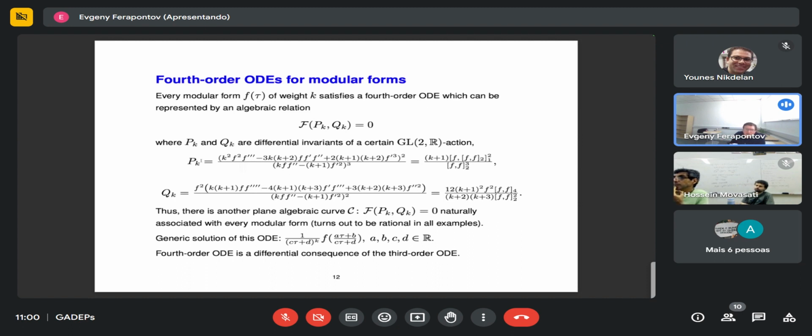So for all k, Pk and Qk are modular functions. Two modular functions are always algebraically related, so we get this, right? Of course, Pk and Qk depend only on k. But this equation F depends on the modular form. So it's not kind of universal. It depends on f. So if you take two different modular forms of weight k, you'll get different F's, obviously different curves.